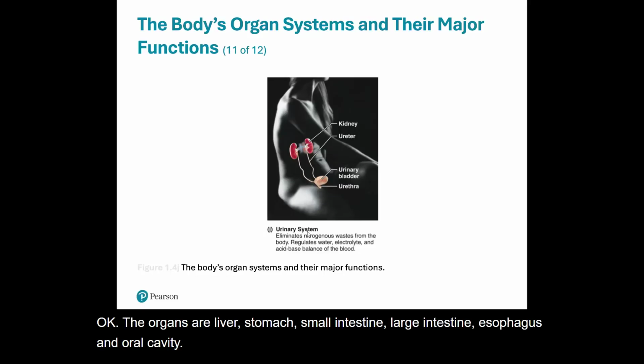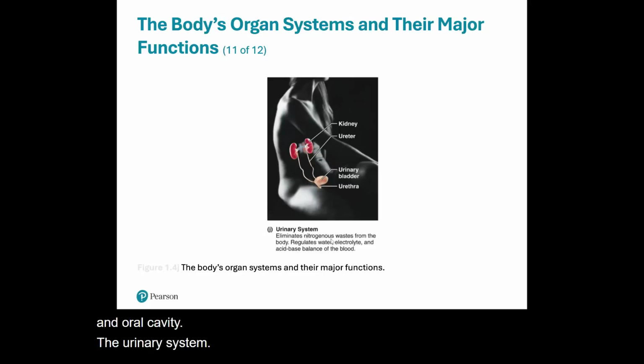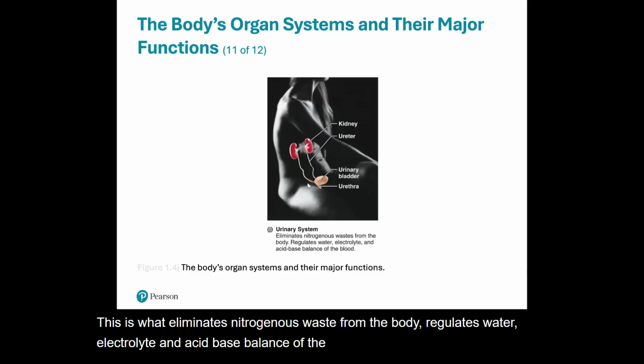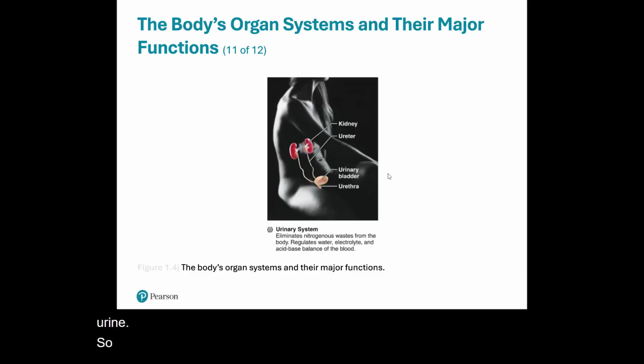The urinary system. This is what eliminates nitrogenous waste from the body, regulates water, electrolyte, and acid-base balance of the blood. So this is what creates your urine. So kidney, ureters, urinary bladder, and urethra.